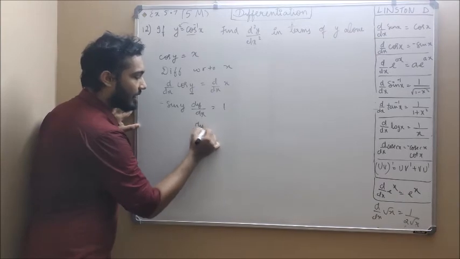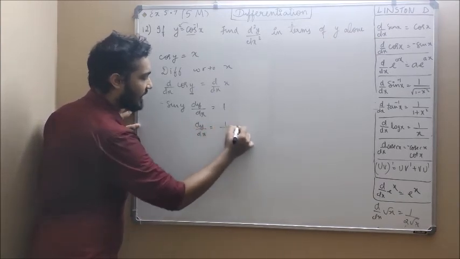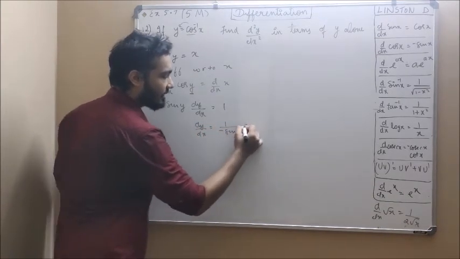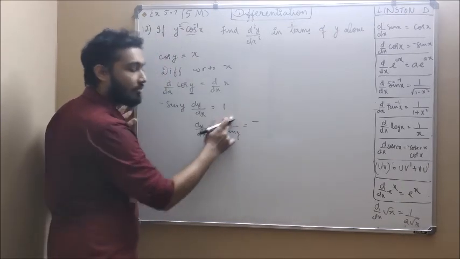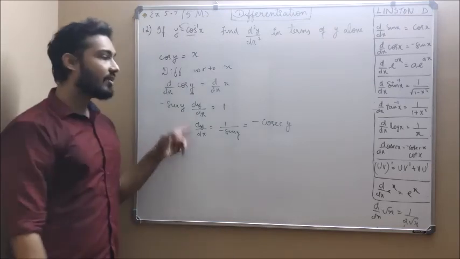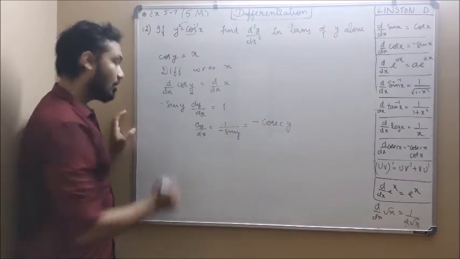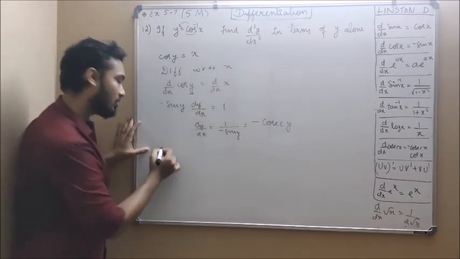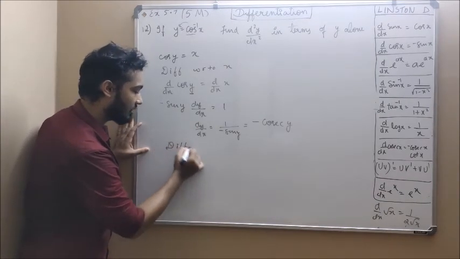So what you get? dy by dx is nothing but 1 by minus sin y. So it is minus 1 by sin y, which is nothing but minus cosecant y. So we get dy by dx equal to minus cosecant y. Next we have to get d square y by dx square. So differentiate.